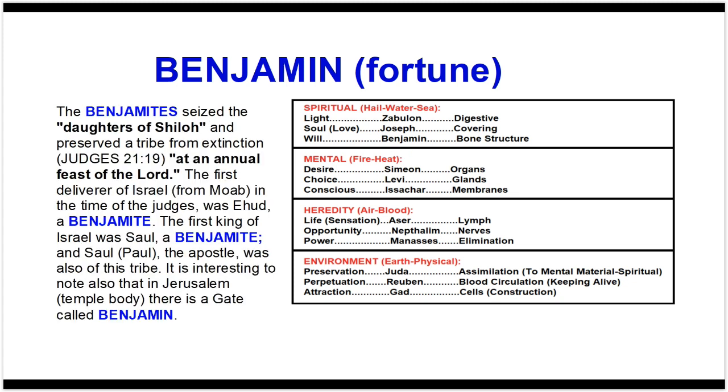The Benjamites seized the daughters of Shiloh, and preserved a tribe from extinction, at an annual feast of the Lord. The first deliverer of Israel, from Moab, in the time of the judges, was Ehud, a Benjamite. The first king of Israel was Saul, a Benjamite, and Saul, Paul, the apostle, was also of this tribe. It is interesting to note also that in Jerusalem, temple body, there is a gate called Benjamin.